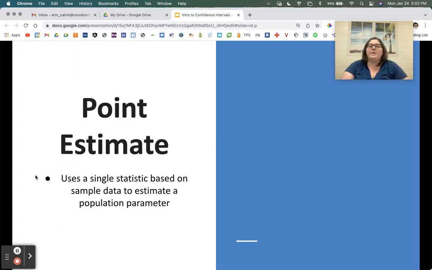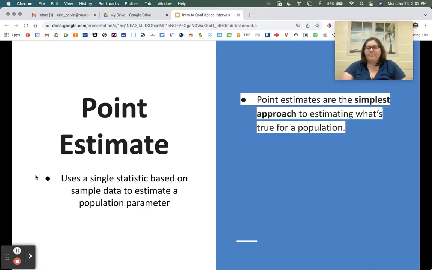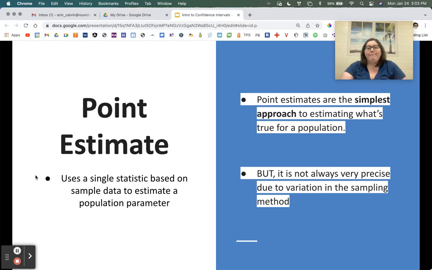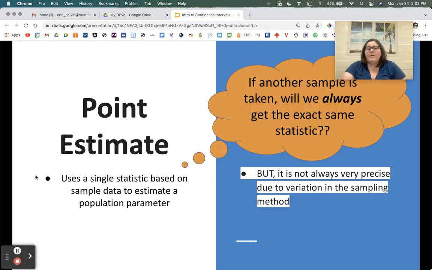So again, a point estimate uses a single statistic based on sample data to estimate a population parameter. So here's the problem with that. It is a simple approach, pretty quick and simple. Take a sample, find the proportion or mean from that sample. Done. There's my estimate. I can move on with my life. But it is not always very precise, because we know there's always going to be some amount of variation. Even when we take random samples, we know that there's variation. That random sample is not going to be perfect. There are ways to make it a little bit more precise, but it's not always going to be perfect.